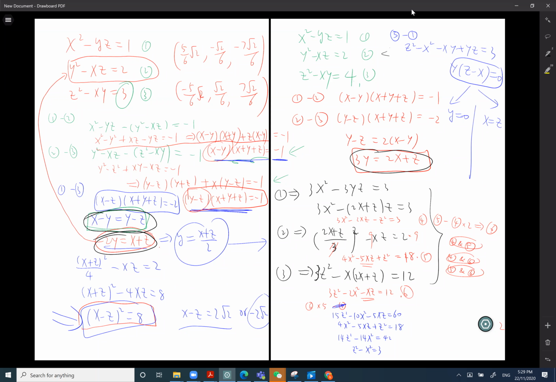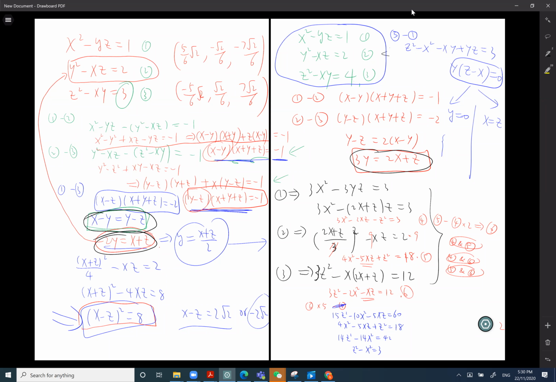Two possible cases. If y equals 0, guys, solve for x and z. Solve for x and z if y equals 0. Equation just here. If x equals z, looks like not possible.